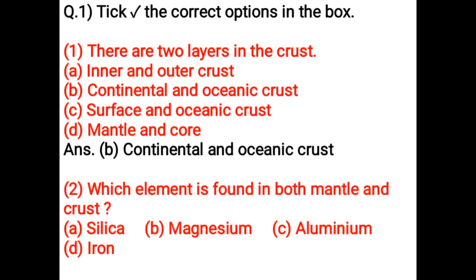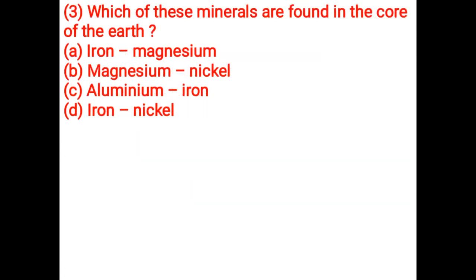Which element is found in both mantle and crust? Option A, silica. Option B, magnesium. Option C, aluminium. Option D, iron. Correct answer is option B, magnesium.